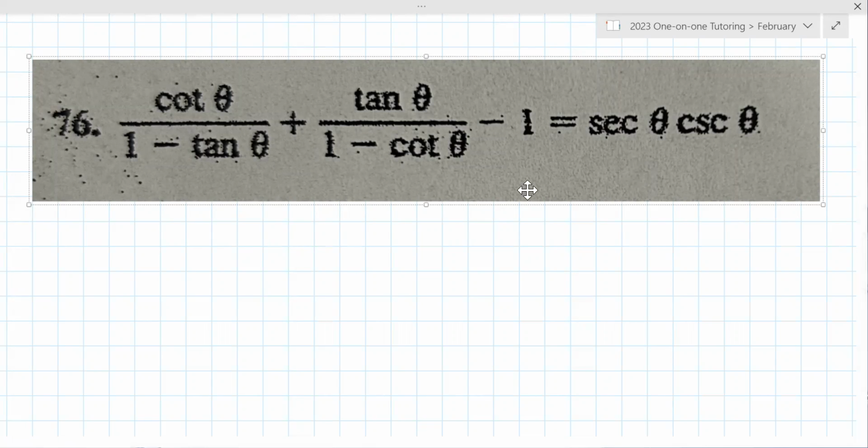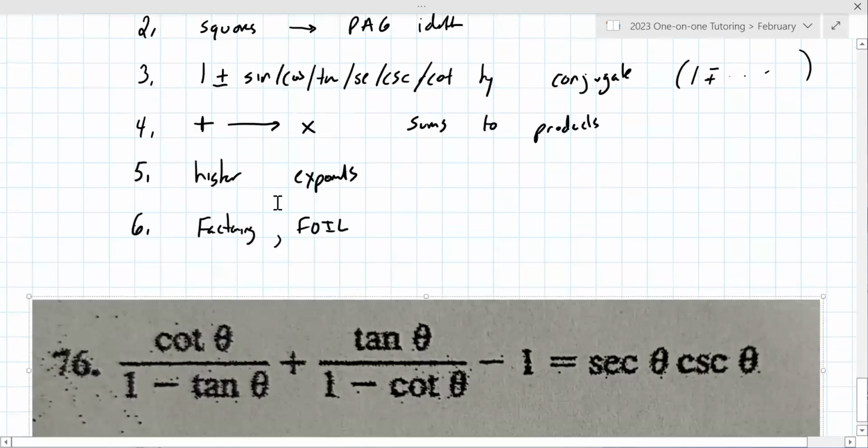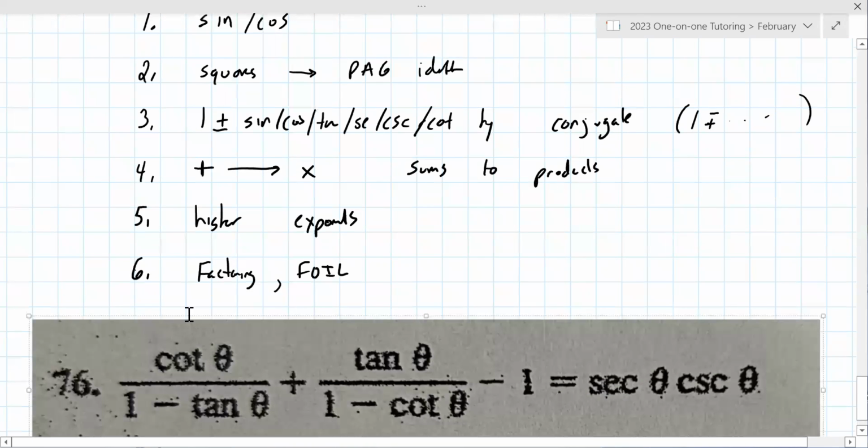We're going to work on the left side here, this one. And the problem, like you just mentioned, is, well, what do I even do? And if we look at this list, you can convert everything to sine and cosine. There are no squares. You do have a 1 minus tangent, 1 minus cotangent. So number 3 is in play. You have a sum that's going to go to a product. Number 4 is in play. So there's basically 3 things in play, 1, 3, and 4 on this one.